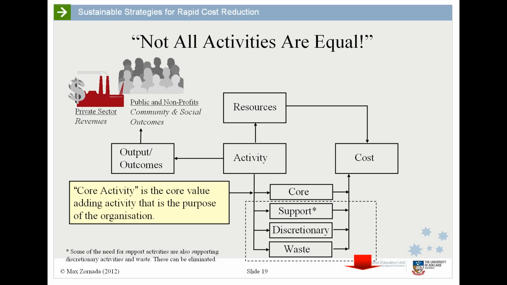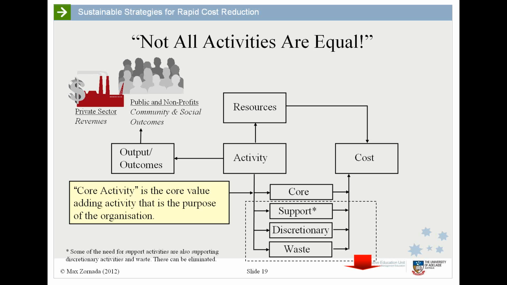So the outcomes that the organisation generates, whether private sector or public, the core activities are the only thing that generate outcomes that go to the end customer. But in most organisations, there's a whole bunch of other costs. There are a whole lot of support activities that need to be put in place to support the core. There are often discretionary activities, and then there's a whole lot of activities that are just wasteful, things like rework, things that are caused by inefficiencies.